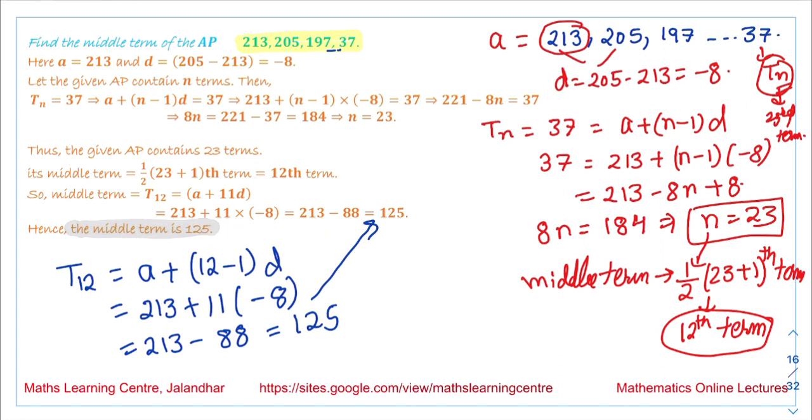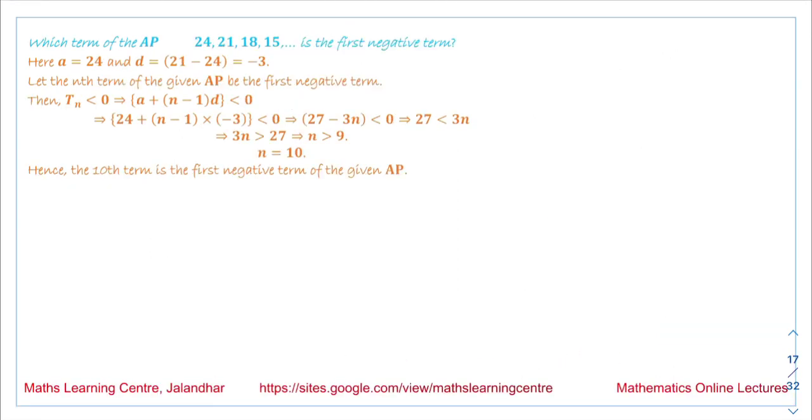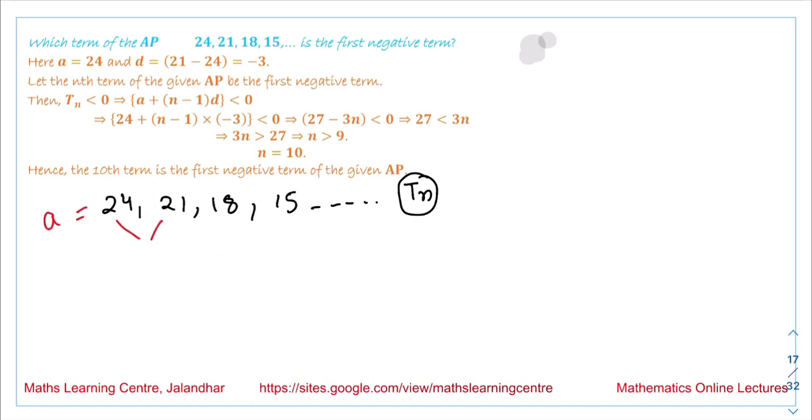Now the next we have: which term of the AP is the first negative term? This AP is given to us: 24, 21, 18, 15 and so on. We have to find which term is the first negative term. So suppose some term Tn is there, which is the first negative term. So the value of A we have is 24. The value of D we have is minus 3.